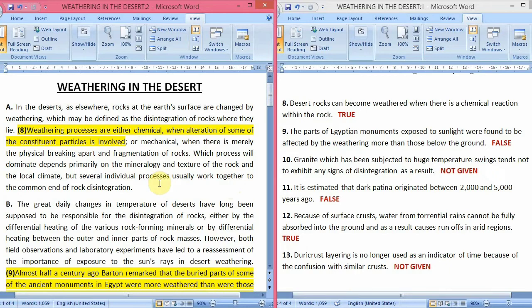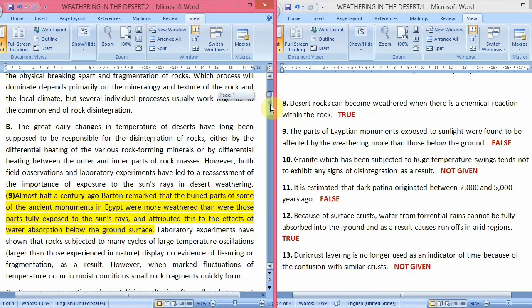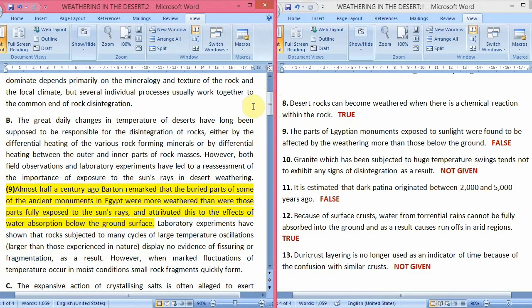Okay, so ninth question. The parts of Egyptian monuments exposed to sunlight were found to be affected by the weathering more than those below the ground. This is false, because we have read it in B paragraph that the parts which were below the ground, that were buried, those were more weathered, not the parts which were exposed to sunlight. But in the question they are saying that the parts which were exposed to sunlight were more weathered, but it was not so. The parts which were below the ground were more weathered. So definitely the answer of the ninth question is false.